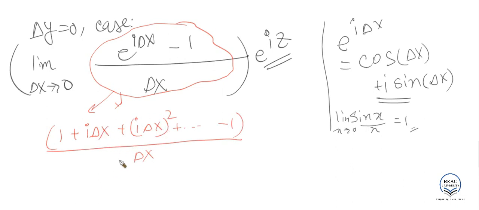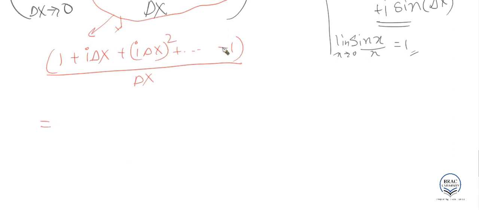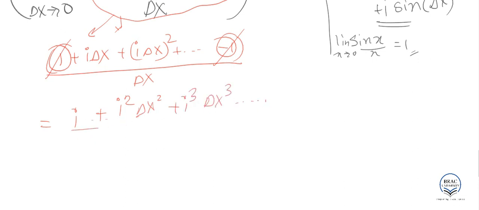So if you break it down more, you will see that this minus 1 and this minus 1 are cancelling each other out. So let's cross them, and we have i, then i squared. I'm not writing i squared equals minus 1 explicitly now, because that won't be necessary, and the second term is just del x squared, right? And the third term is i cubed del x cubed and so on, and this is divided by del x. Oh sorry, I have already divided by del x, so I shouldn't write that.